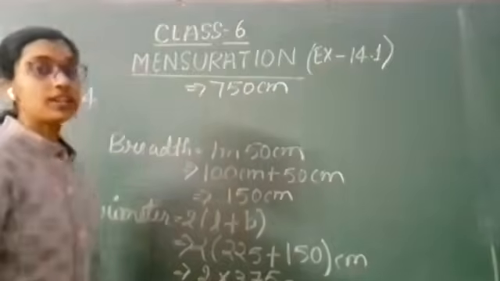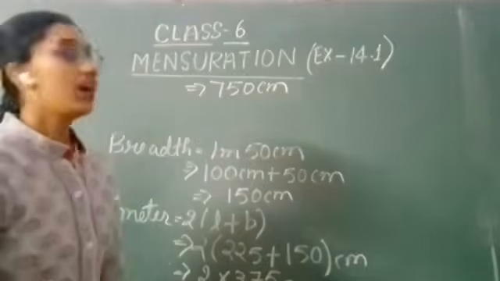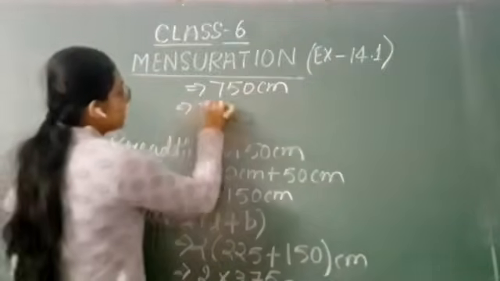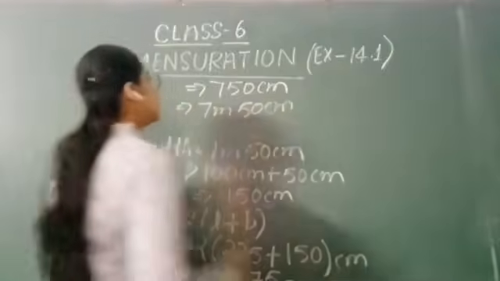Again we have to convert into meter and centimeter. So we will divide it by 100. So we will get 7 meter and 50 centimeter. Write it down.